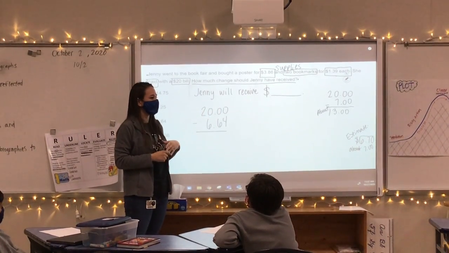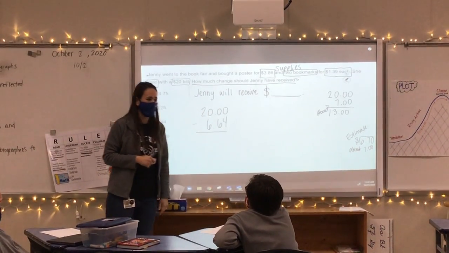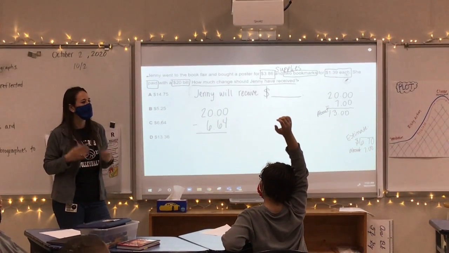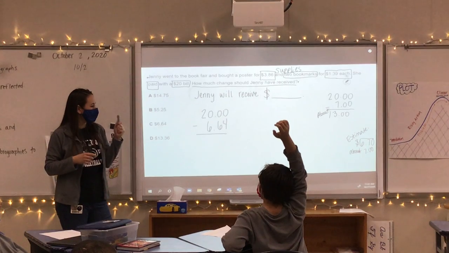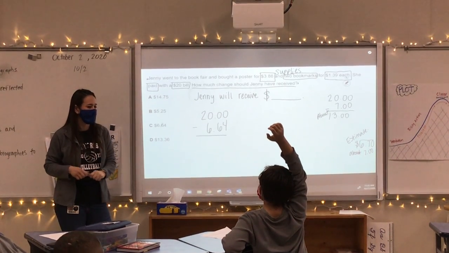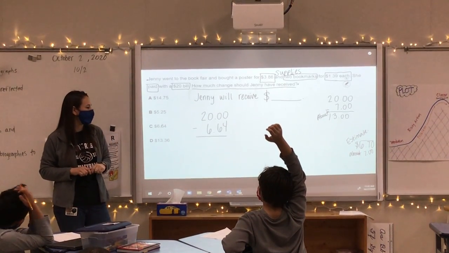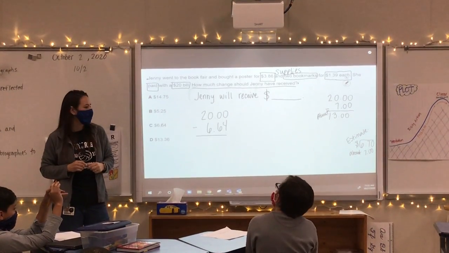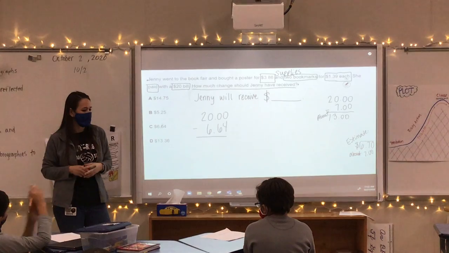Keep going. What can we do to avoid doing all that? What's a little faster way of doing that? Put tens all over them and cross out the tens. So what did we do when we were subtracting? What did we do to each number? Do you remember? Estimate them. Now we have our estimation already. It's about $13.